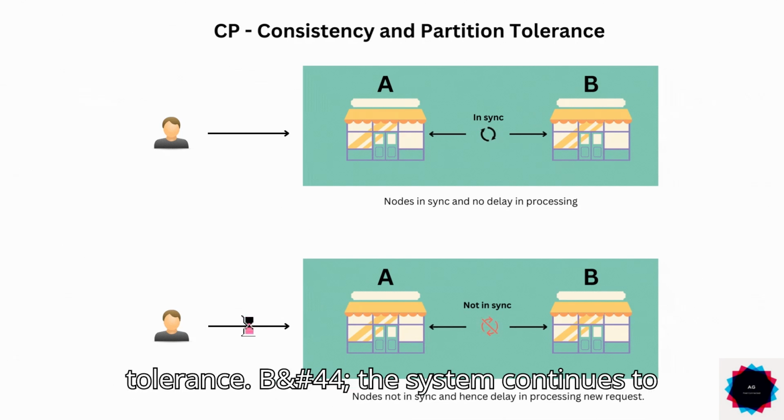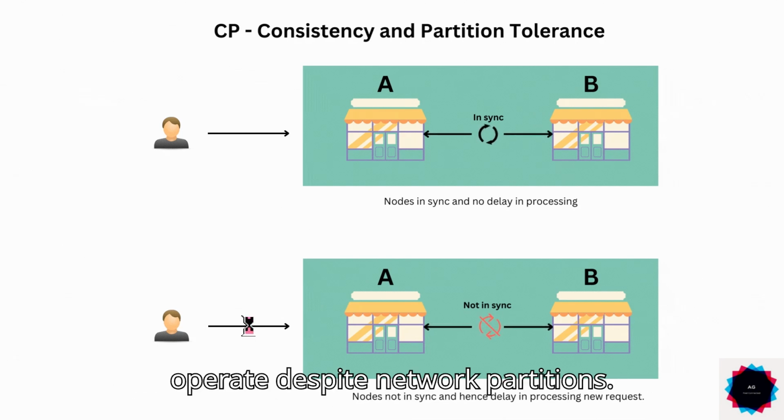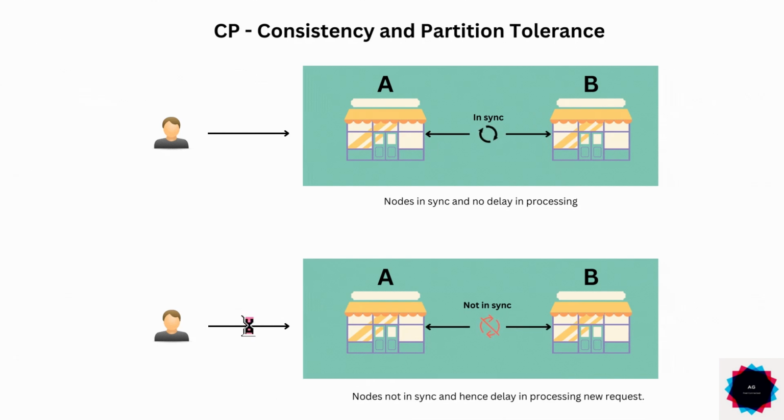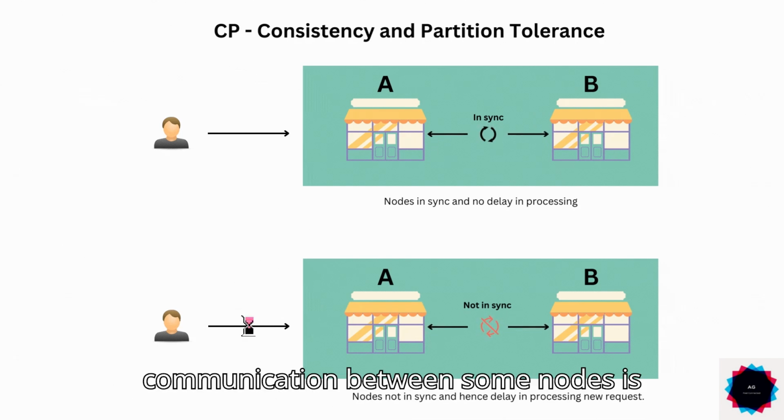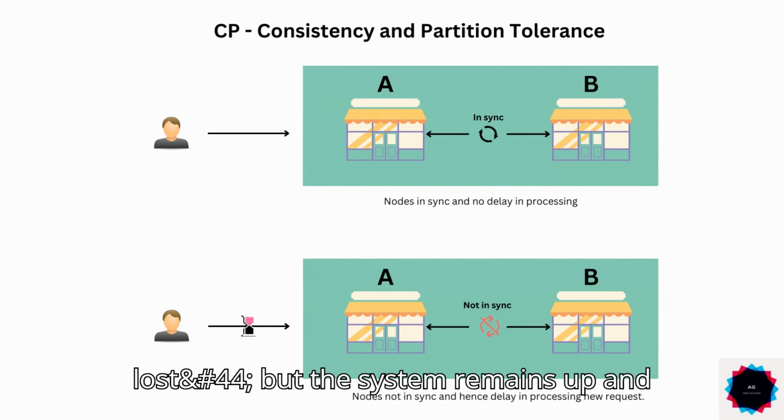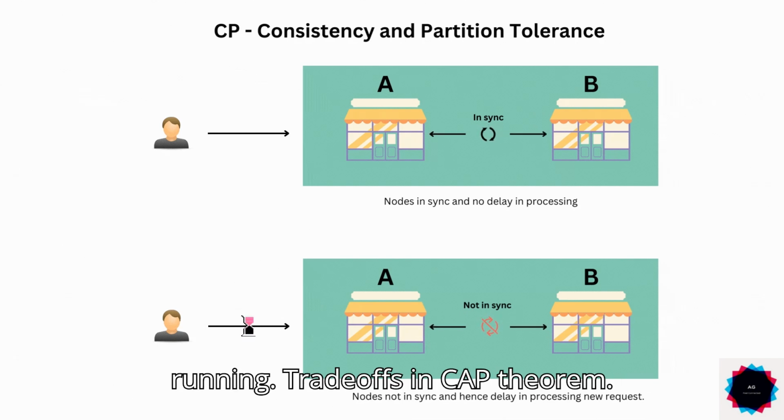3. Partition tolerance. The system continues to operate despite network partitions. A network partition occurs when communication between some nodes is lost, but the system remains up and running.